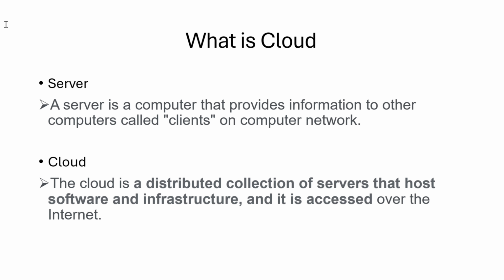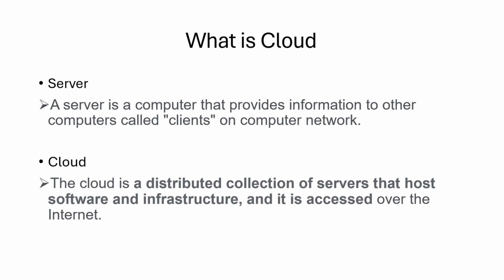So if I am sending a mail to a friend, it will be transferred to the server first. Server is a collection of computers. From the server, it will be sent to the friend's inbox, which is the client. So I think you can understand now what a server is. A server is a computer that provides information to other computers, called clients, on a computer network. Here, the server can be placed in any location or anywhere.